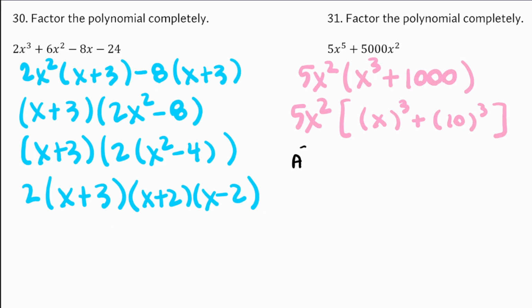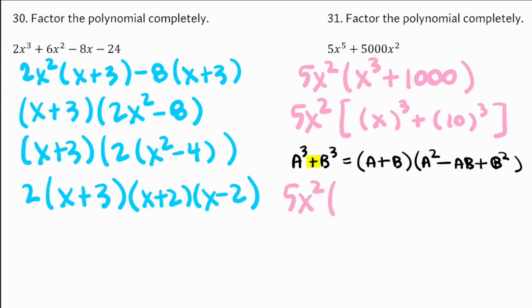Remember that a to the 3 plus b to the 3 starts with a and b, whether it's sum or difference of cubes. Then it's a squared, ab, and b squared, and we just got to remember what signs go in. We've got a plus sign here, so it starts off same, opposite, always positive. So using that skeleton, a is x and b is 10. So 5x to the 2 multiplied by x plus 10 multiplied by x squared, negative 10x, and positive 10 squared.